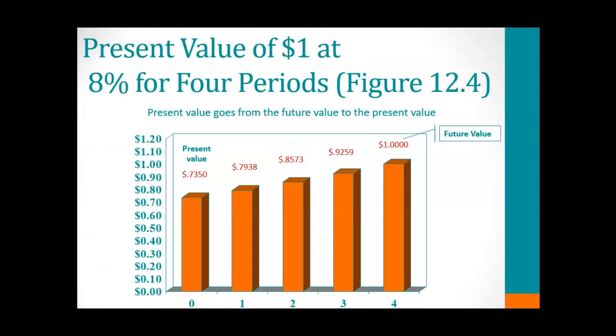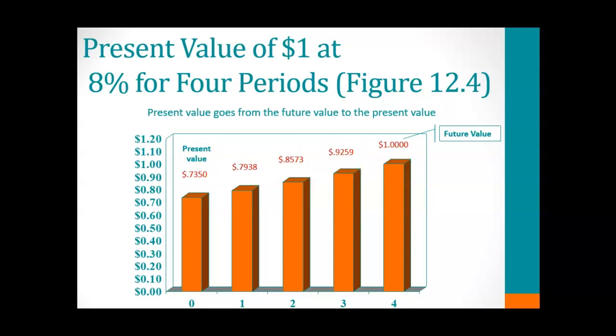Okay, so we talked about future value calculations in our last presentation. We're now going to talk about present value calculation. Let's say at the end of 4 years, you want to have in your account $1 and you can earn an interest rate of 8% on an annual basis. The question is, how much do you have to invest today in order to have $1 in the account at the end of 4 years?